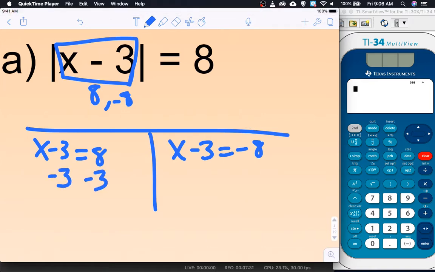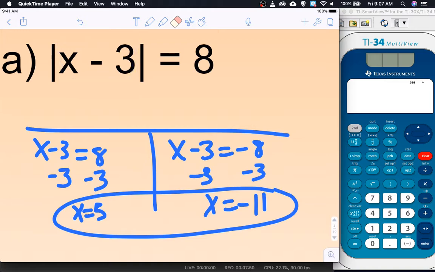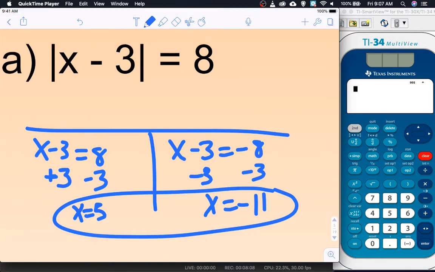Minus 3, minus 3, x equals 5. Minus 3, minus 3, x equals negative 11. These are both solutions to this equation. And I can prove it to you. If we plugged in 5 here. Oh, now I'm realizing that I made a mistake. And you probably saw this earlier and were going, what the heck is this guy doing? So I tried to get rid of my minus 3 by doing minus 3. That doesn't work. How about we do plus 3, plus 3?